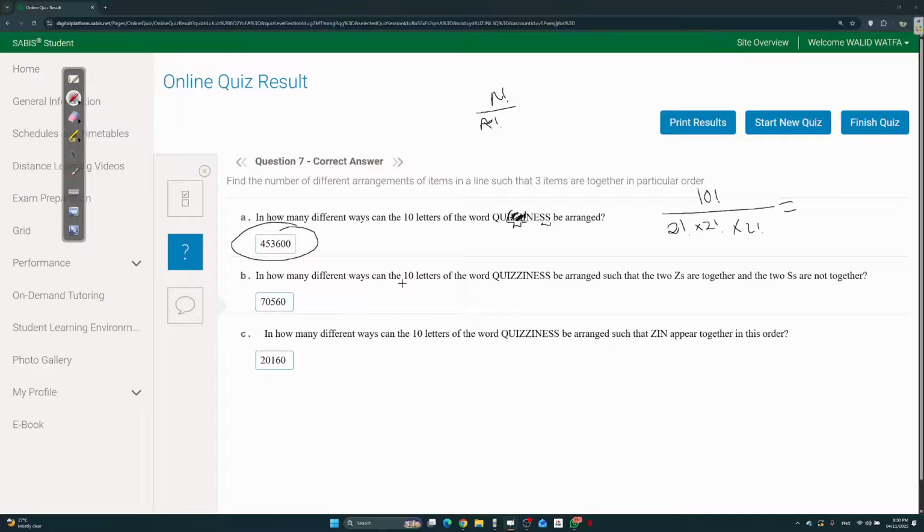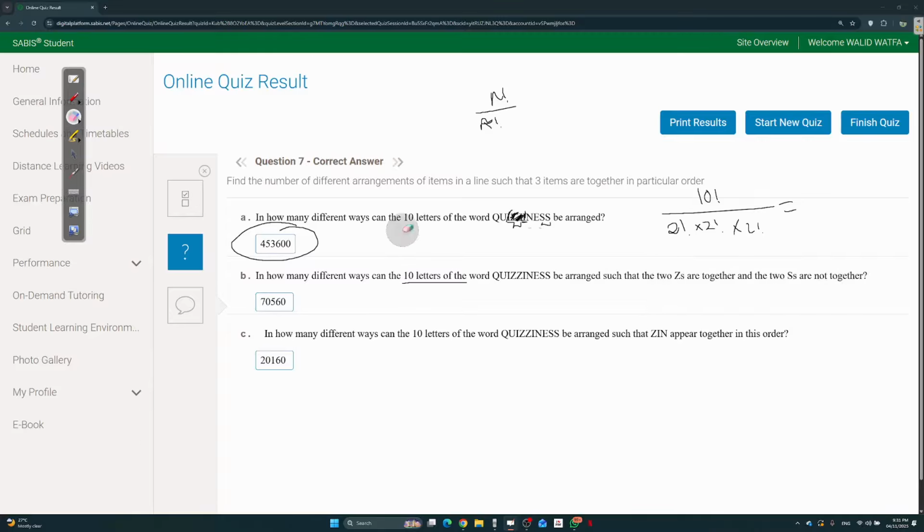In how many different ways can the 10 letters be arranged such that the 2 Z's are together and the 2 S's are not together? Again, similar to the football question, bench question, I don't know what. When seeing a not question in statistics, always do the complement. So we find the total possibilities where 2 Z's are together and the S's are together, and then subtract the ones for where, sorry, I mixed up. When you have a not question, you do the total numbers of when the Z's are together and subtract the ones where the S's are also together. You're going to be left with where the S's are not together.